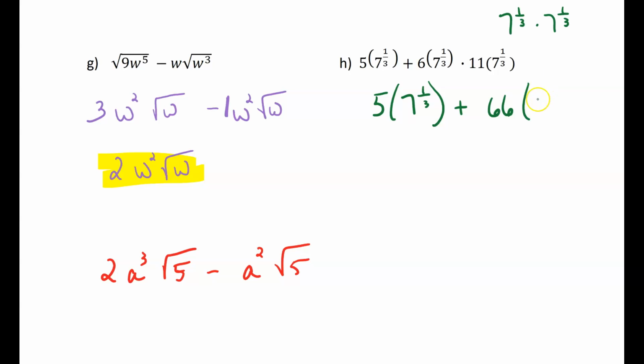When you're multiplying the 6 times 7 to the 1/3 times the 11 times 7 to the 1/3, do you have to distribute it to both? It's not a distribution. There's no addition or subtraction in there. This is straightforward: 6 times 7 to the 1/3 times 11 times 7 to the 1/3. Now we can't add them. Why is it 2 on the top? Because the bases are the same.